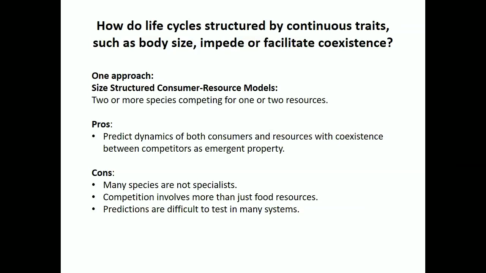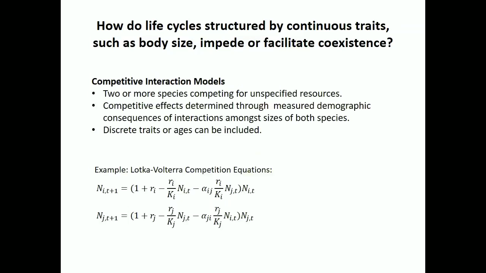They're very difficult to parameterize for any given system. Another type of approach, which is a much older approach, is to use what I like to call competitive interaction models. These are typical types of models where you measure the competitive effect of individual species on other species, such as in the Lotka-Volterra competition equations. Now, these types of equations can very easily be made to have discrete traits, where you have different interactive effects of different size or different ages or stages.